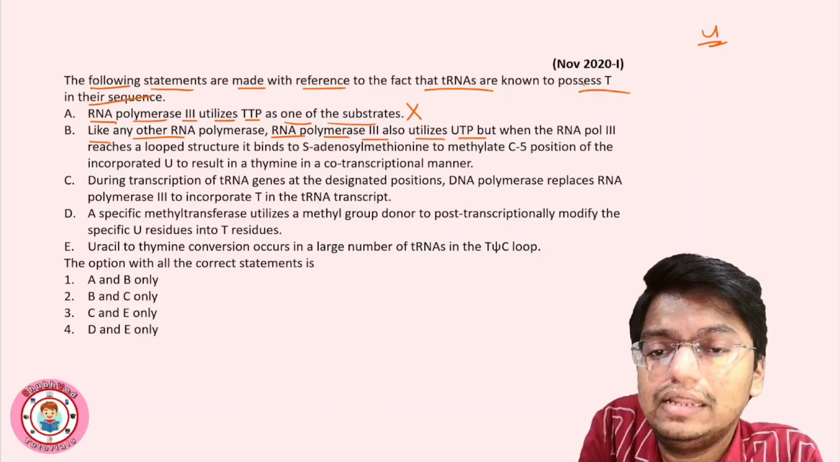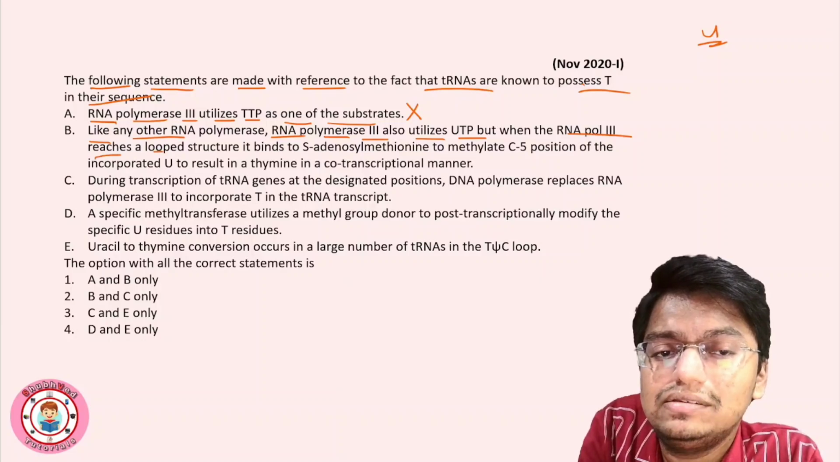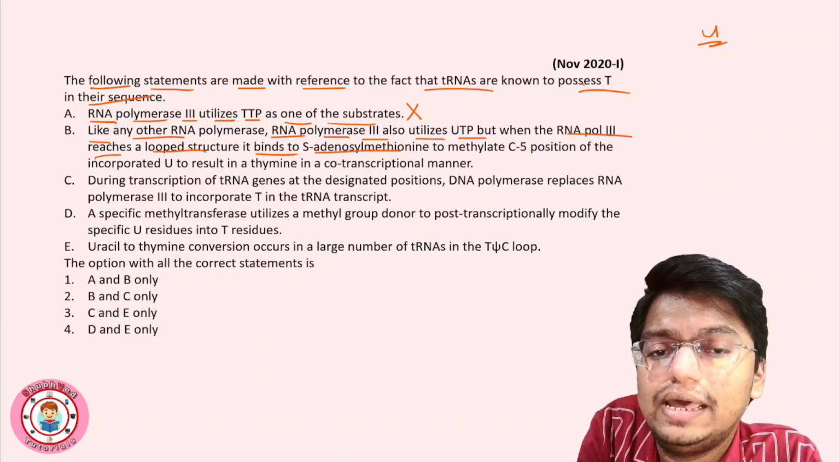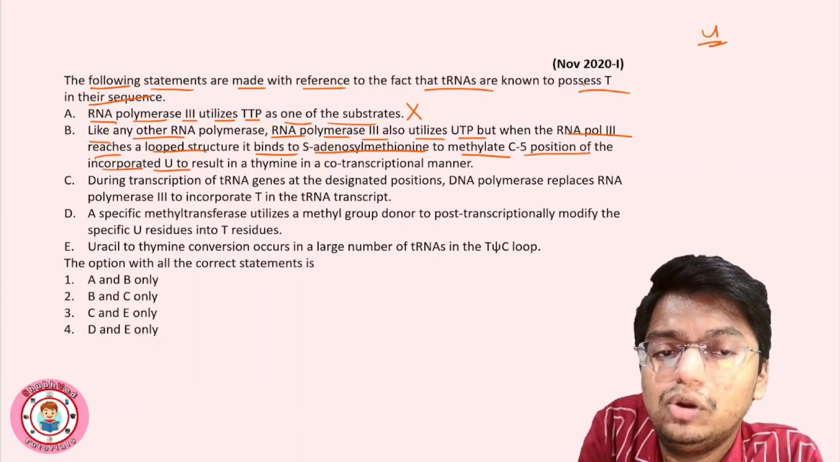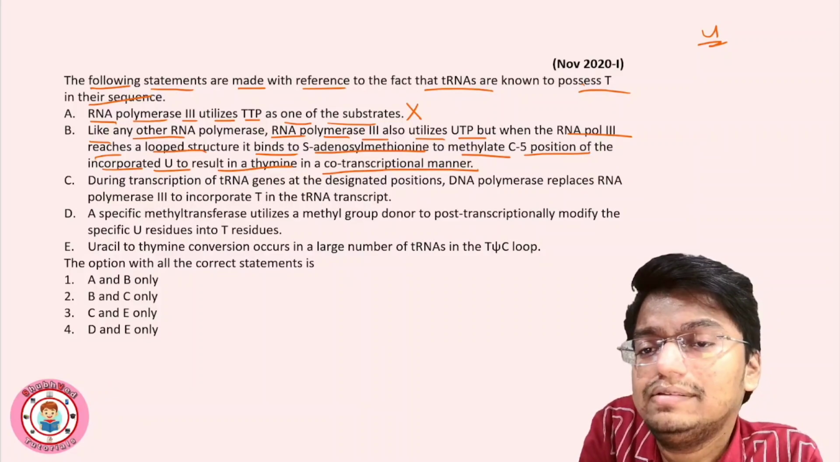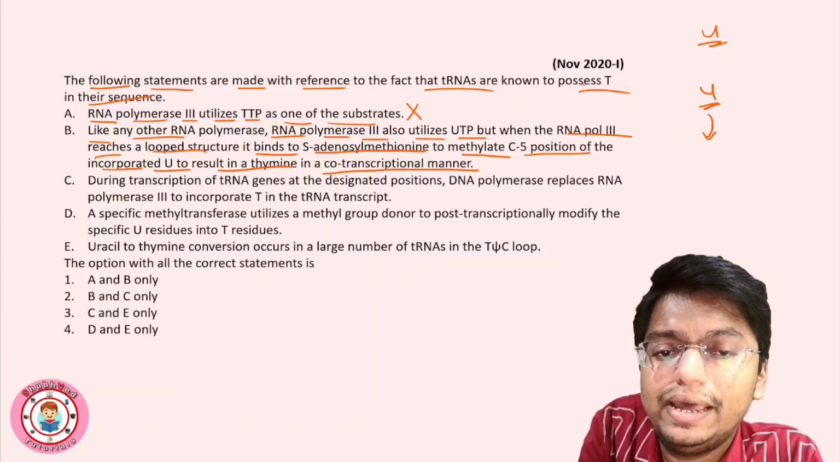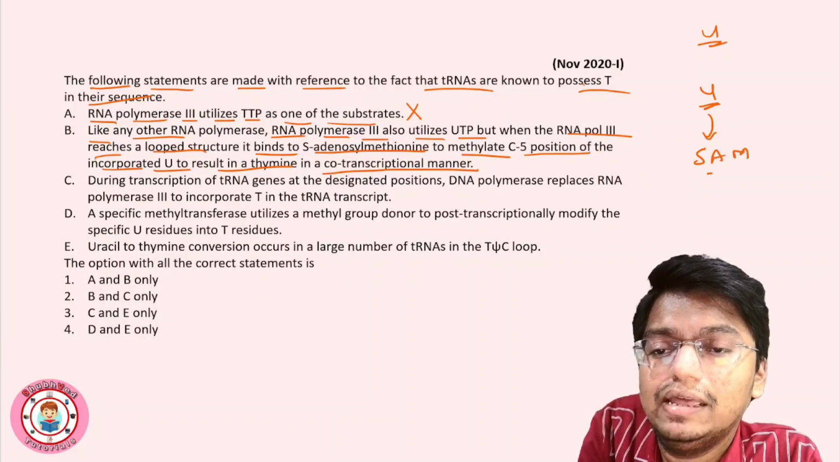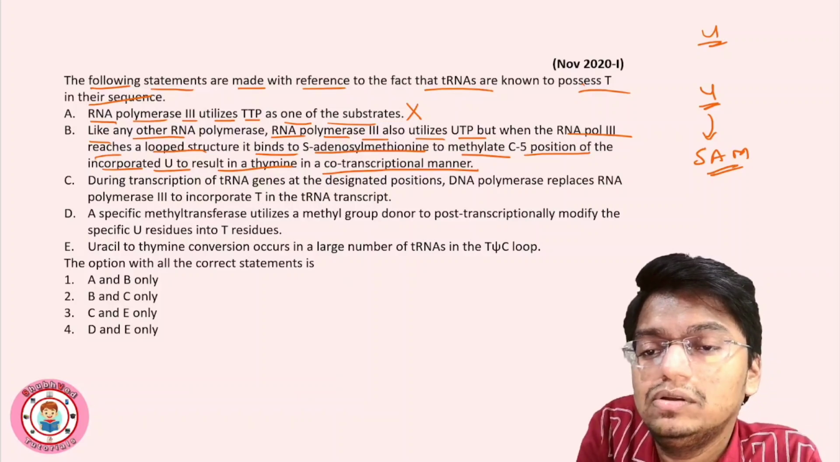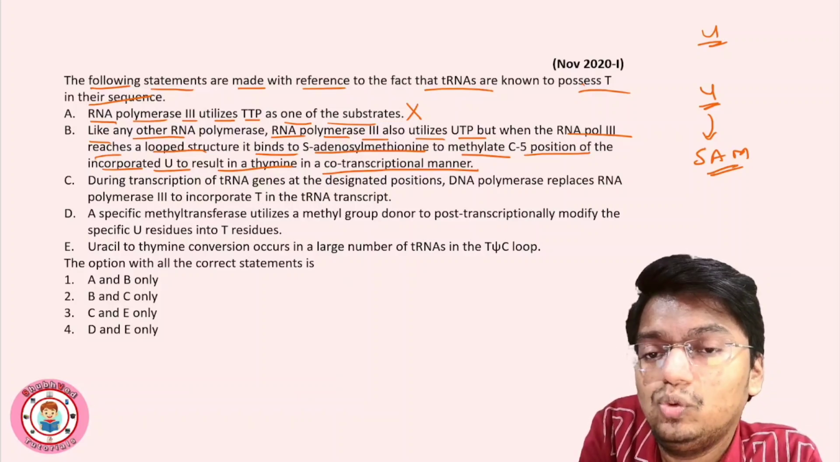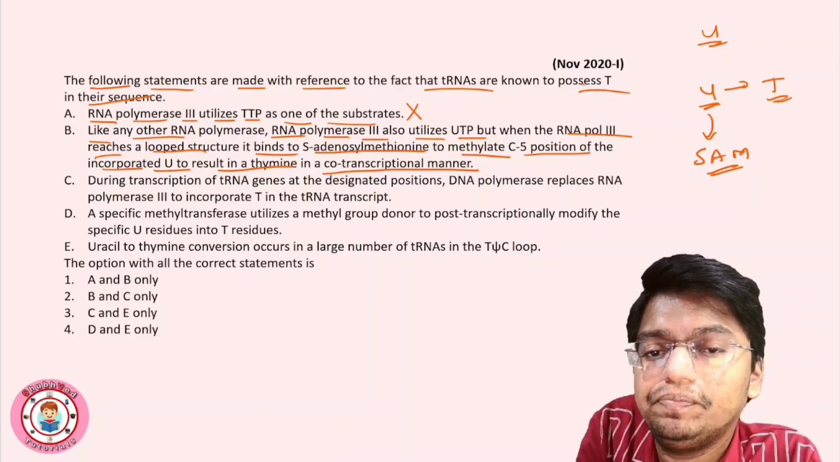But when RNA pol 3 reaches a loop structure, it binds to S-adenosyl methionine to methylate the C5 position of the incorporated U to result in thymine in a co-transcriptional manner. What they are saying is that first U is added, then it is modified by SAM, S-adenosyl methionine, which methylates U, and it gets converted to T. Okay, so let's see the other options.